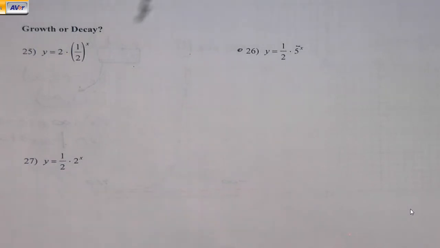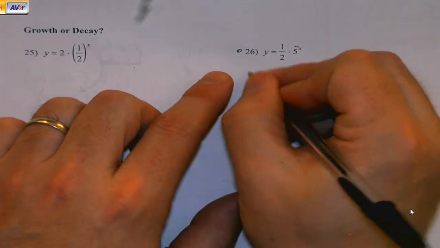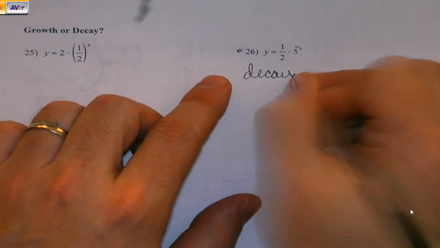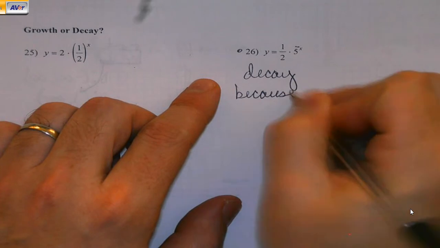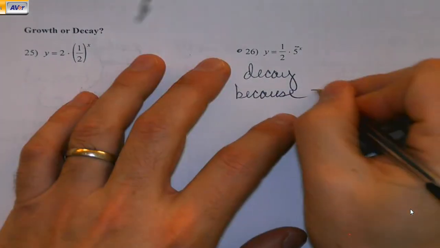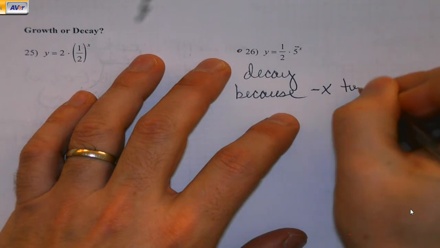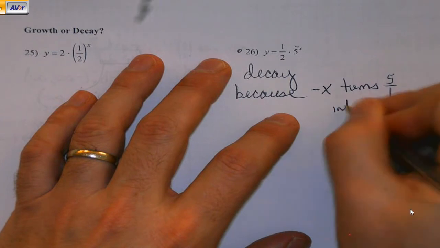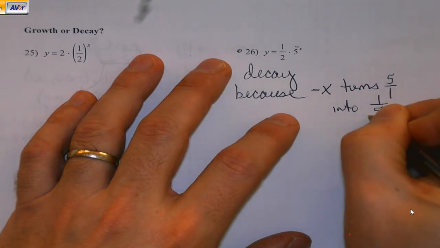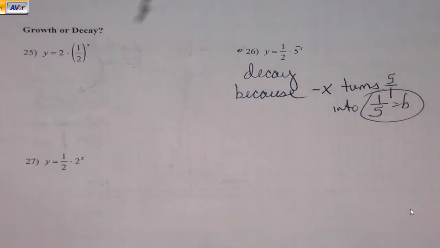Because at first you'll look and you'll say, hey, my b value is 5. It's growth. Not so fast. Here, this is going to be decay. Why? Not just that it's a negative exponent, but because the negative x turns 5, or 5 over 1, into its reciprocal. And now that that value inside is 1/5, now it's less than 1, which makes it decay.